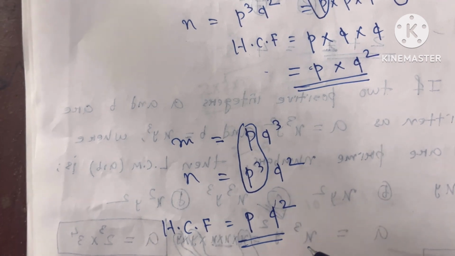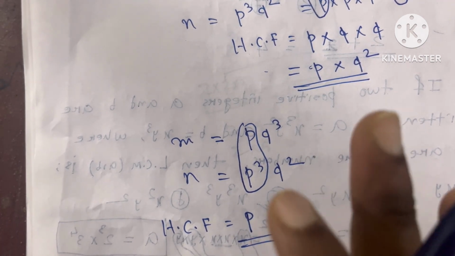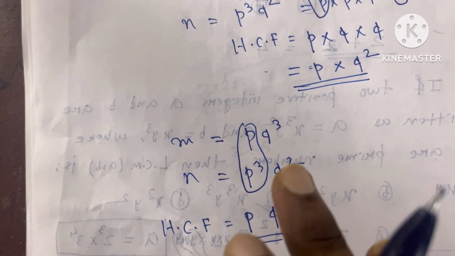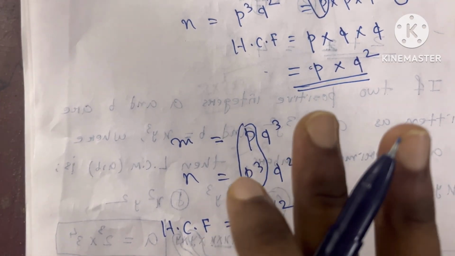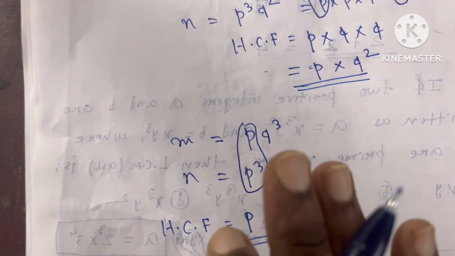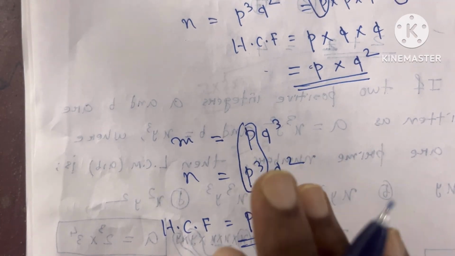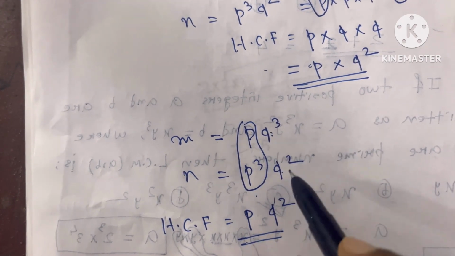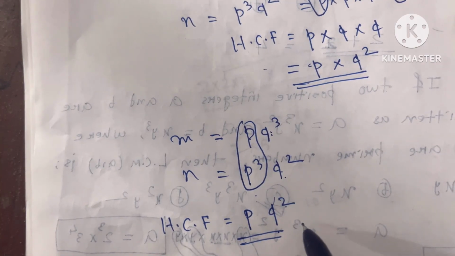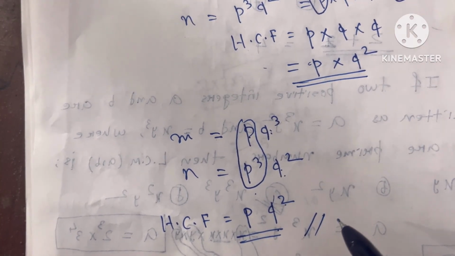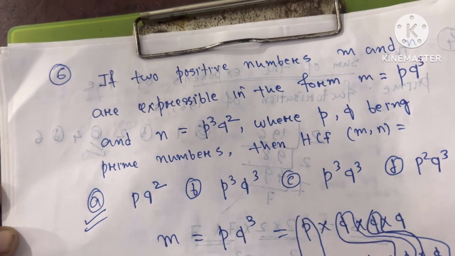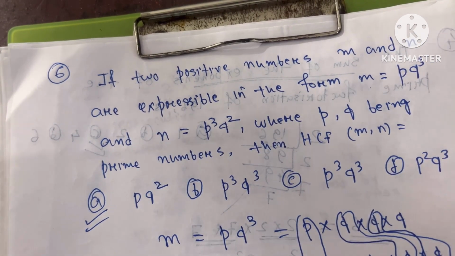So how did I get this? Because we know that for the HCF we'll take that prime number with the lowest exponent from the pairs. So from this pair we can take p, and from this pair we can take q power 2. So that's why the answer will be p q to the power 2. So which option is correct? Option A is correct. Okay.